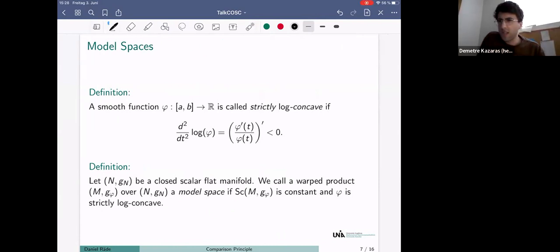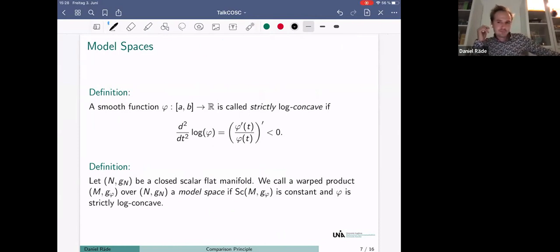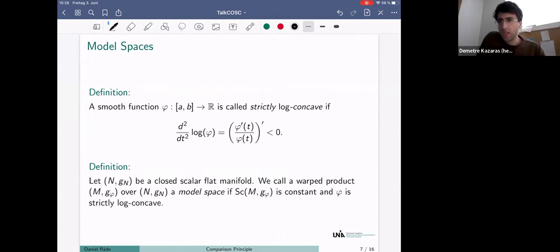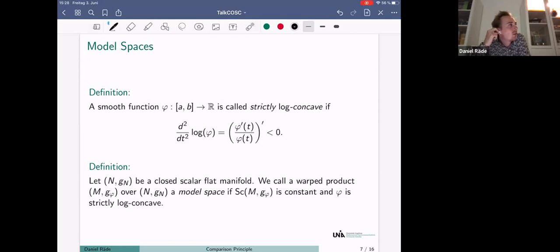And I can ask a question. Yeah. So does an annular region in hyperbolic space satisfy this property? So it does not. So for this talk, I'm restricting myself to base manifolds which are scalar flat.